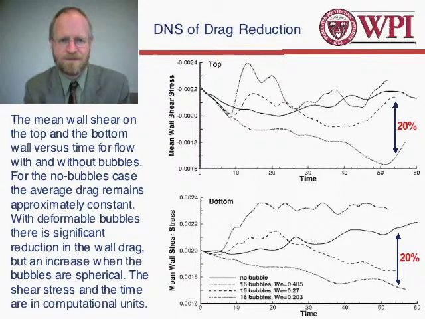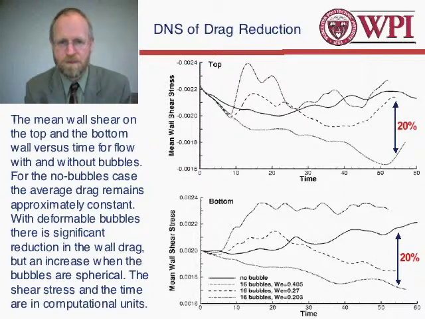The drag varies because we specify constant throughflow, and therefore as the flow structures change, you would of course expect the drag on the wall to change. For the least deformable bubbles, the dashed dot line, we actually see a significant increase in drag for both walls. At the top wall, the drag decreases eventually, but on the bottom wall, the drag actually stays high throughout the simulation.